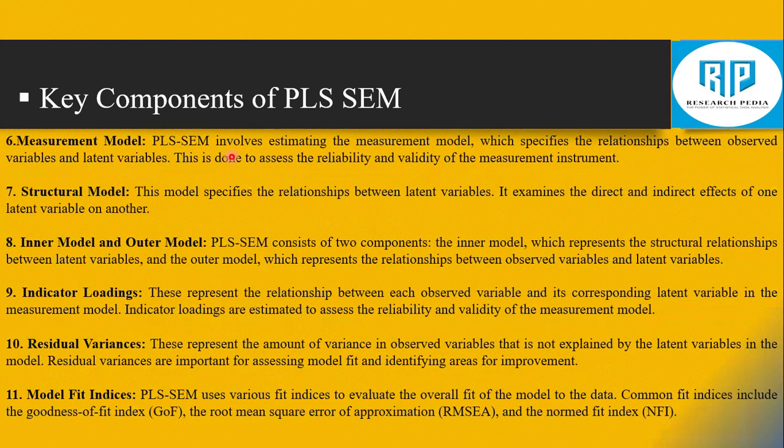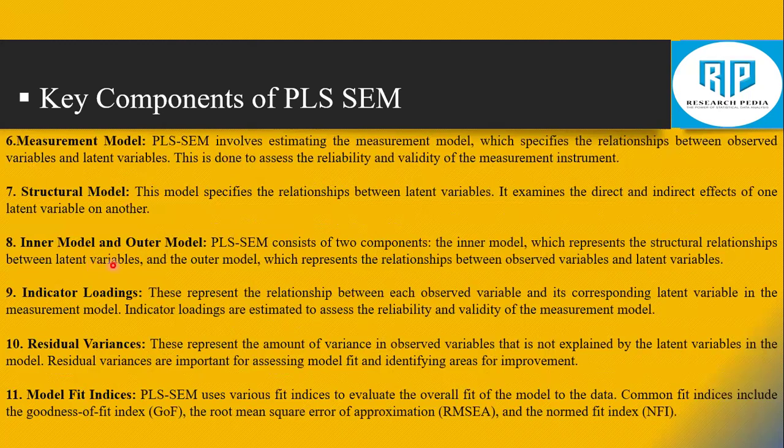So whenever we are going to test the relationship between observed and latent variable, we can do it through the measurement model, because it indicates whether our observed variable significantly measures our latent variable or not. Then there is a structural model, which basically indicates the regression relationship between latent variables. So whenever we relate one latent variable with another latent variable, we are discussing the structural model. It indicates the direct and indirect effect of one latent variable on another.